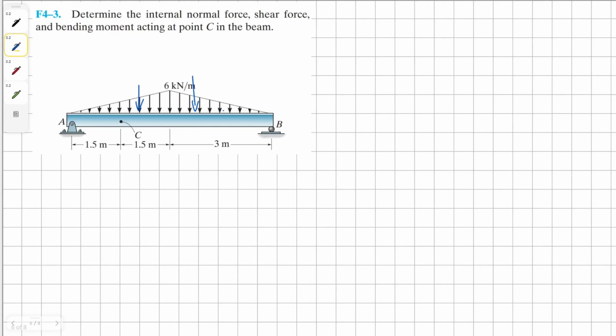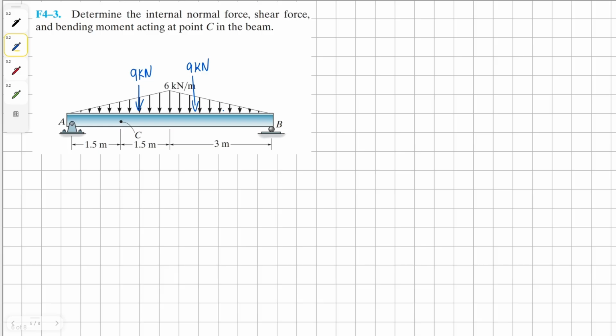Determine the internal normal force, shear force, and bending moment acting at point C in the beam. To begin this problem, first of all, we need to convert our triangular distributed load into a point load for both of the triangles. When converting our leftmost triangle, we get our solution as 9 kilonewton, and so is the other side because both are symmetrical.